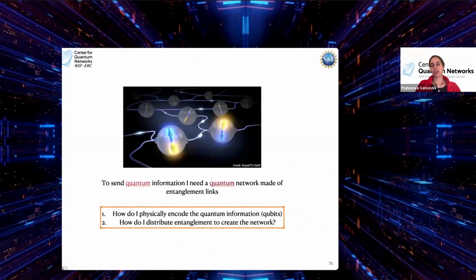So to send quantum information, we have seen that I need a quantum network. This quantum network is going to be made of entanglement links. And here we have two questions that arise. The first one that we will answer now is, how do I physically encode the qubits in our physical system, so in our photons? And the second is, how do I distribute entanglement to many different locations to create the network? And we will see the answer to these questions later.